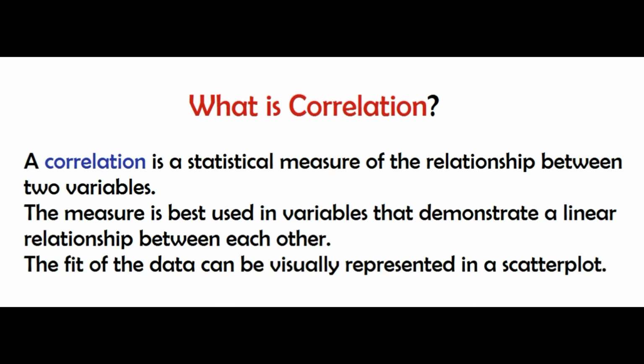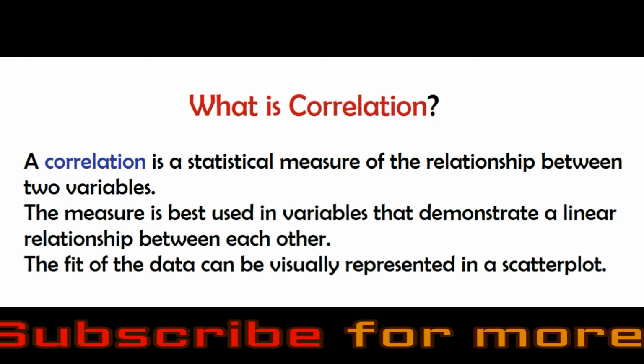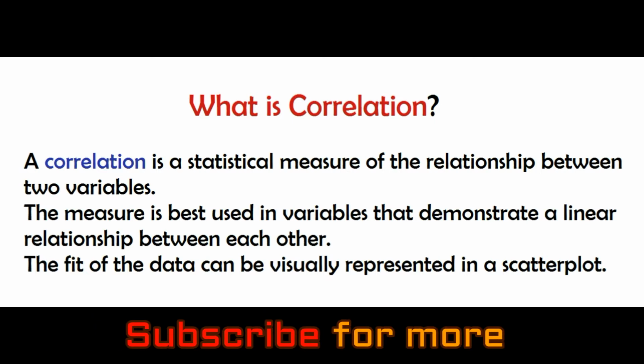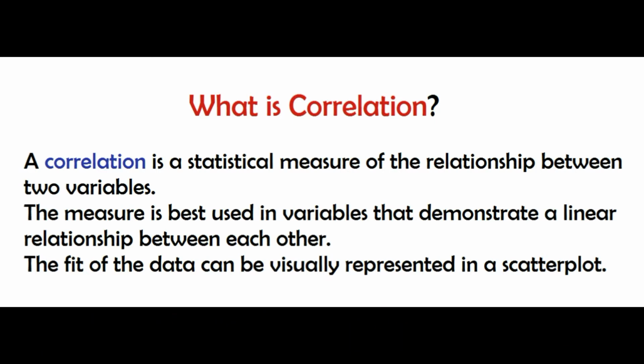So viewers, in this video we are going to discuss correlation, positive correlation and negative correlation. So first of all we will discuss correlation. A correlation is a statistical measurement of the relationship between two variables. Possible correlation ranges from +1 to -1.